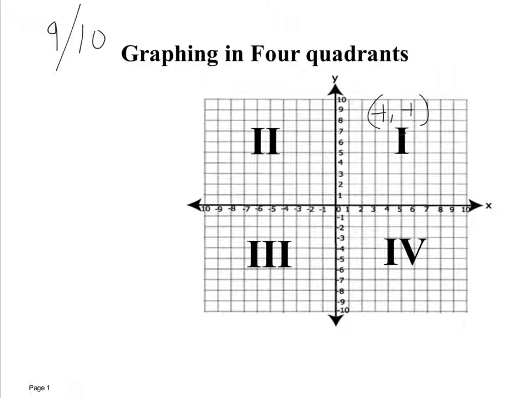If my x is negative but my y is positive, then I'm in quadrant 2. Quadrant 3, both x and y coordinates are negative. And quadrant 4, my x is positive but my y is negative. Any questions about what goes where?